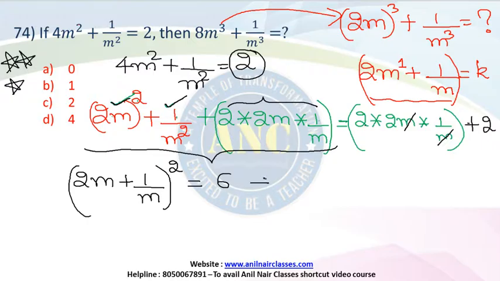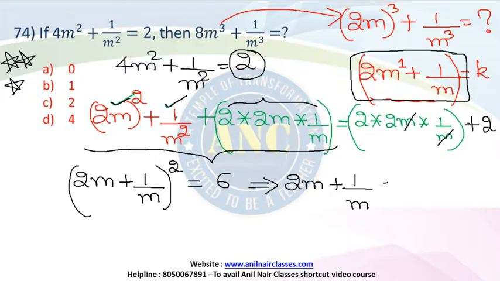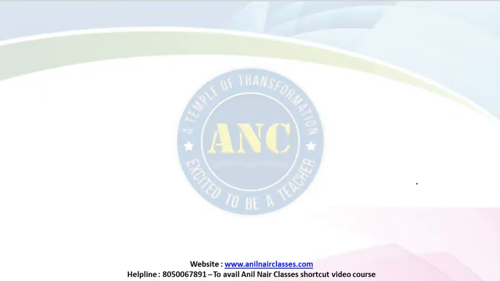But I don't want 2m plus 1 by m whole square. What I require is 2m plus 1 by m only. That means 2m plus 1 by m is nothing but, if I shift the square to the right hand side, it becomes square root. It is nothing but square root of 6. Now it is very, very easy for you to solve it, sir. It is never a difficulty. So you know that 2m plus 1 by m value is what we were hunting for, and we got that value.